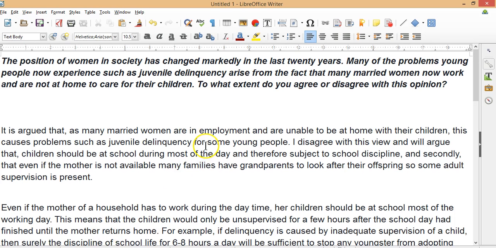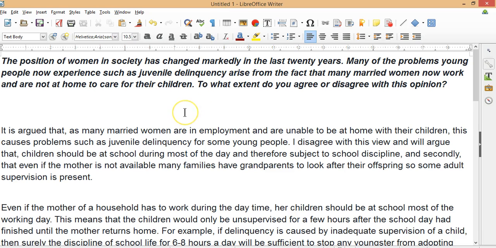If we look at the question, the position of women in society has changed markedly in the last 20 years. Many of the problems young people now experience, such as juvenile delinquency, arise from the fact that many married women now work and are not at home to care for their children. To what extent do you agree or disagree with this opinion?